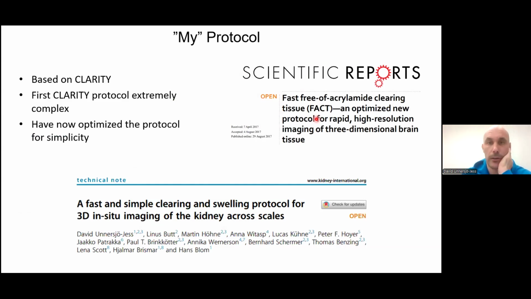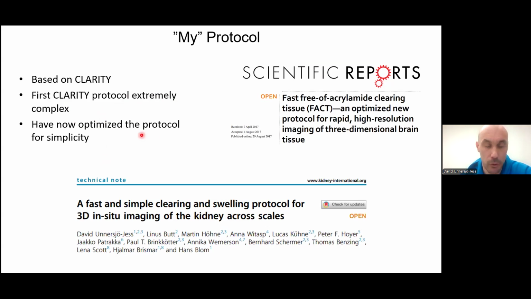So then I will talk a little bit about the protocol that we are using. It's based on the Clarity protocol, but it's highly simplified compared to the first Clarity protocol. The first Clarity protocol was extremely complex. They applied electrophoretic tissue clearing, which required a custom setup. So it was very over engineered, I would say. The benefit of doing this was not huge, and it was just very complex to set up.